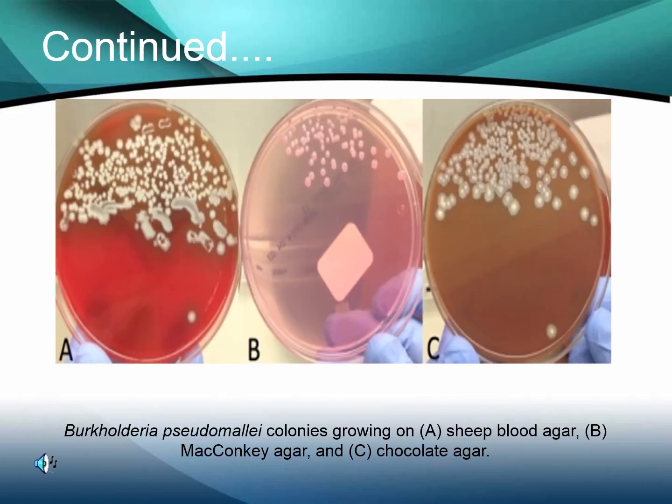These are the colonies of Burkholderia pseudomallei growing on blood agar, MacConkey agar, and also chocolate agar. Burkholderia pseudomallei on MacConkey is a lactose fermenter which turns a salmon pink color, and it was also slowly oxidase positive. The Gram stain appearance revealed the typical safety pin appearance.